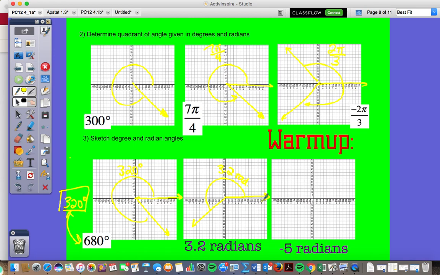Is that clear? If not, let me know. I got it. Okay, right on. So we would go here, around, boom, there's our terminal side. And Jack's right, it'd be in quadrant 1, and he'd be exactly right.